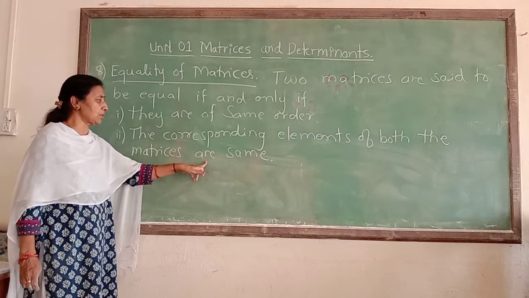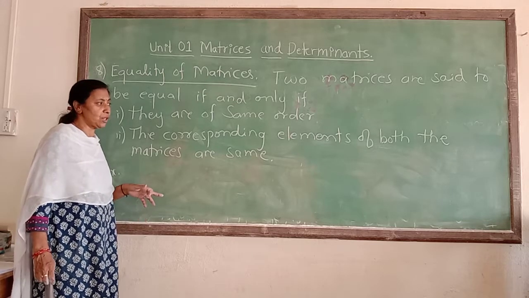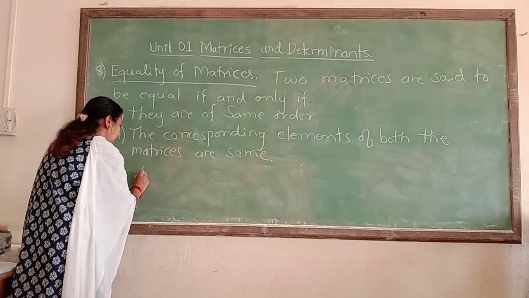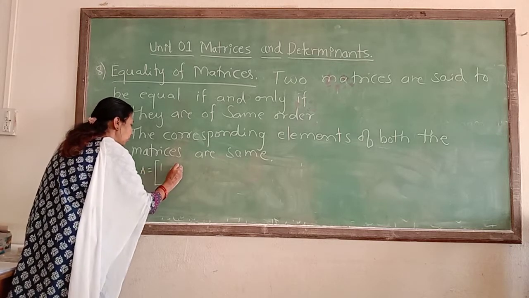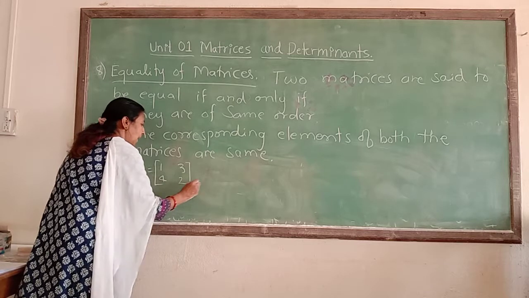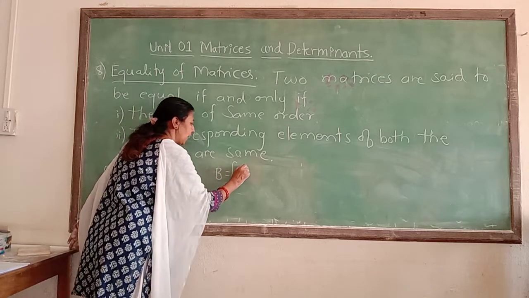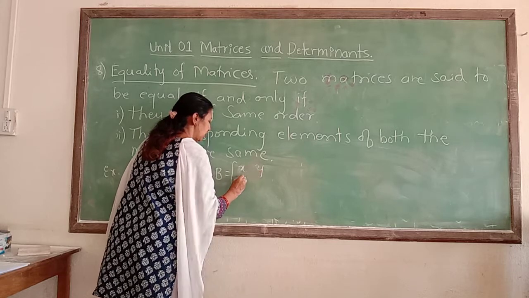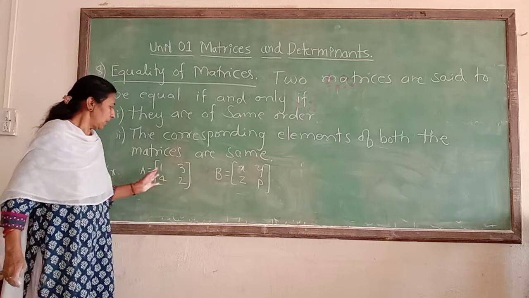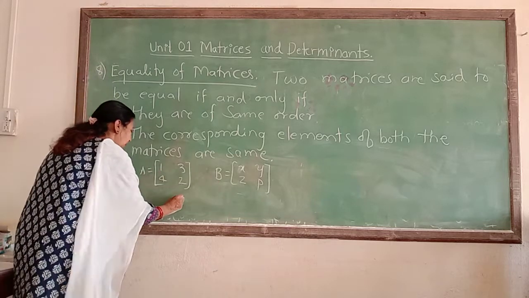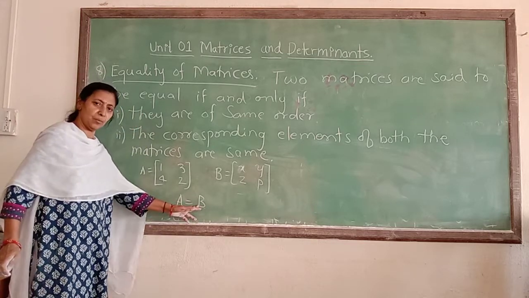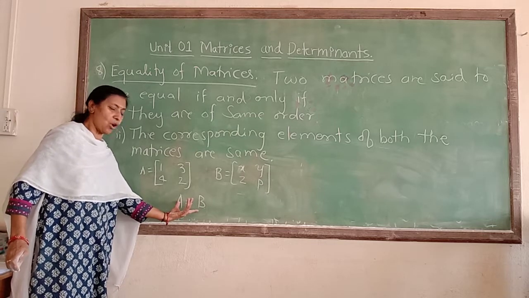What are the corresponding elements? How should they be equal? We will understand by taking the following example. If A is equal to 1 3 4 2, and B is the matrix given by X Y Z P. We have two matrices like this. Then matrix A will be equal to matrix B. For this to happen, what things are necessary?